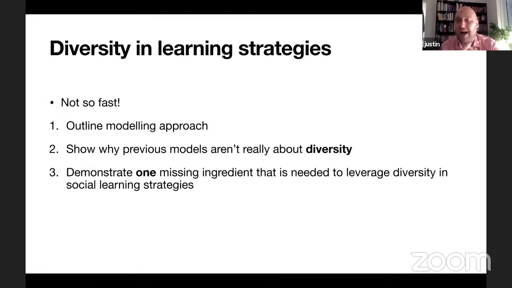So I'm going to quickly outline how this family of models works. I'm going to show why they don't actually make a positive argument for diversity. And then I'm going to show how you can tweak them by adding one missing ingredient that will, in fact, leverage diversity in social learning strategies to benefit group outcomes.